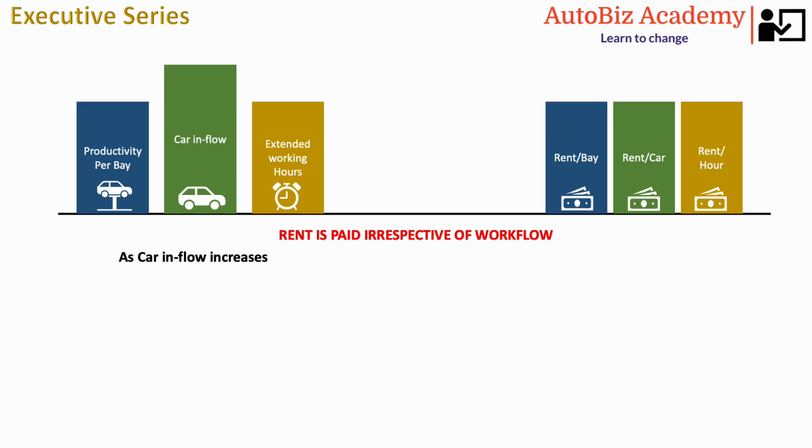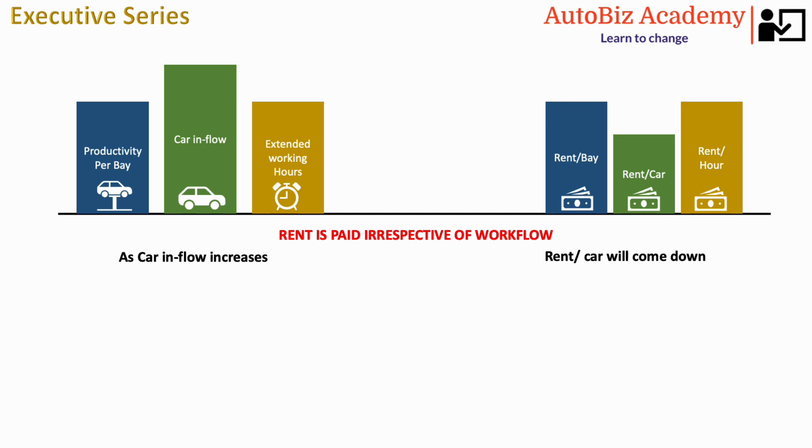Now the next parameter is car inflow. Rent is paid irrespective of workflow. As rent is a fixed cost, whether you are receiving more cars or fewer cars, you need to pay the same rent. But let us understand how we can relate it with the car inflow. As the car inflow increases, your rent per car will come down.